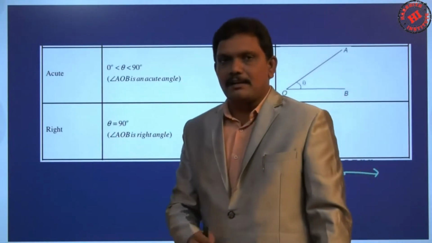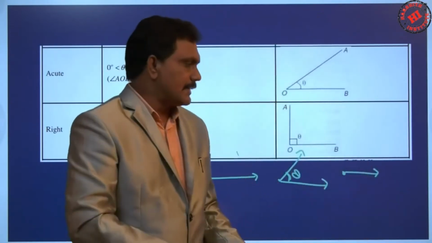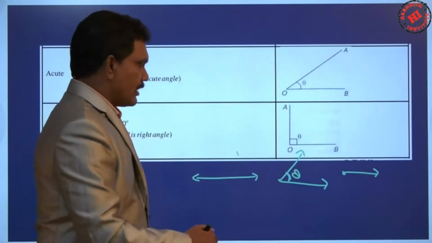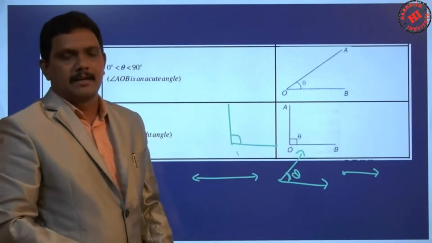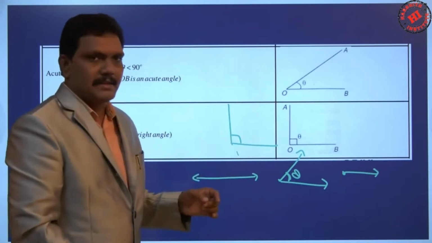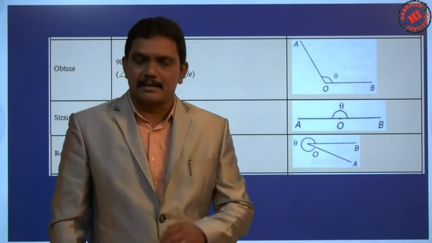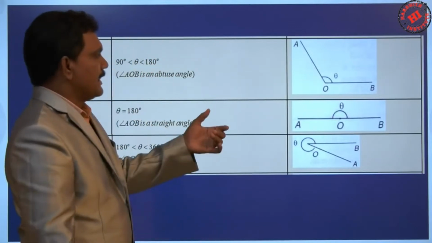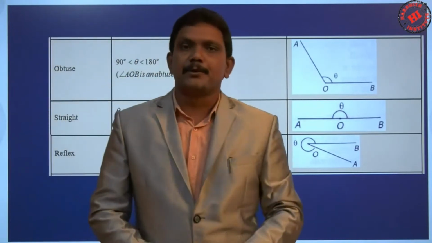What is called a right angle? If the angle is 90 degrees, then it is called a right angle. Here, angle AOB is 90 degrees. Always remember, 90 degrees is represented by showing the perpendicular symbol. Therefore, these two lines are perpendicular. That is, the angle here is 90 degrees. Next, obtuse angle. Obtuse angle means more than 90 but less than 180 degrees. If an angle is more than 90 and less than 180, the picture will be like this. Then that is called an obtuse angle, right?